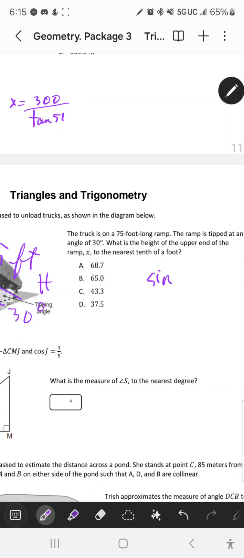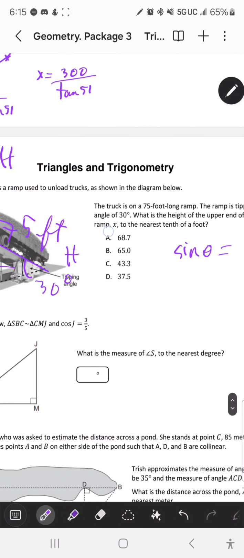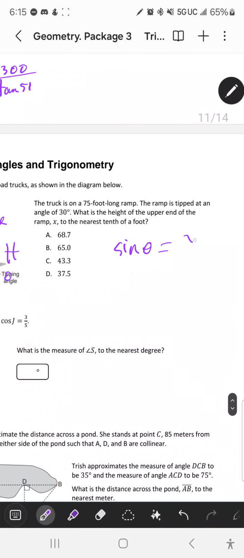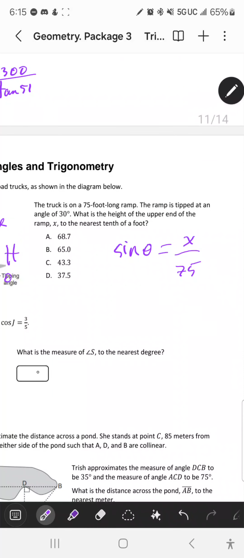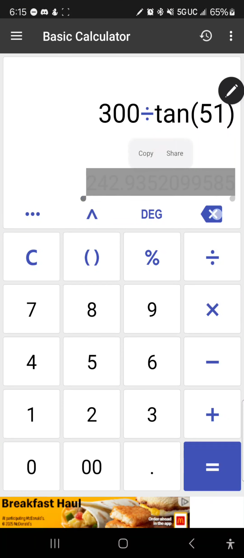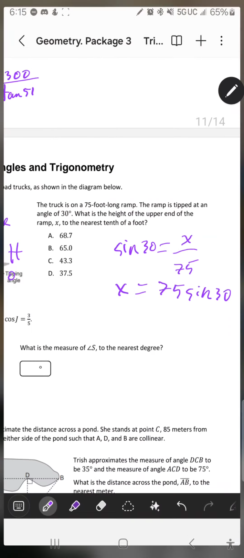So I can say sine of the angle equals opposite over hypotenuse. And the opposite is just the X, and the hypotenuse is 75. And the angle is 30. Now, I can multiply both sides by 75, and I get that X equals 75 sine of 30. And I go to my calculator. 75 sine of 30 is 37.5.